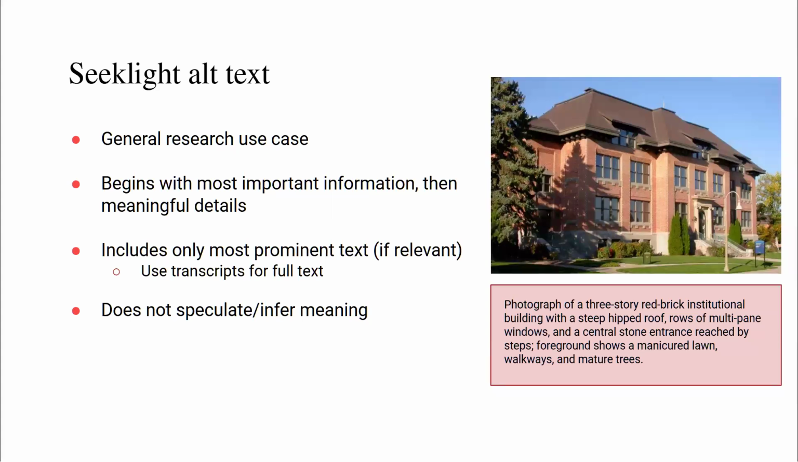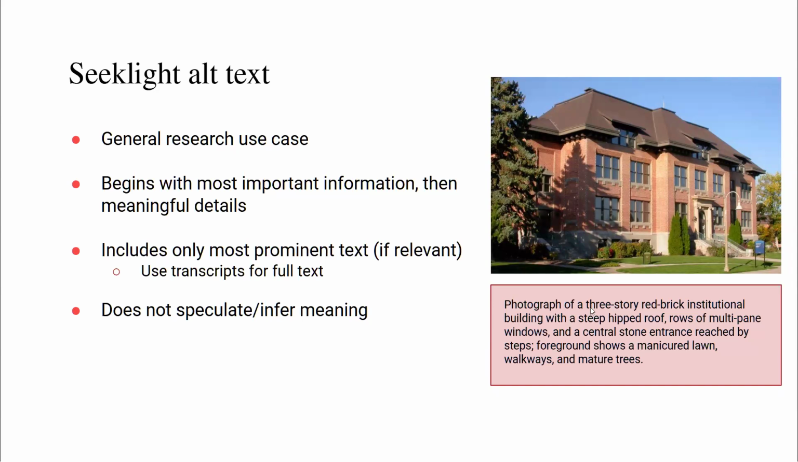The alt text that Seeklight provides is designed for a general research use case, which is appropriate for publishing to JSTOR or another online display platform. Seeklight will begin with the most important information that it identifies in the image, the main subject and action, and then add meaningful details that support the important information. And you can see how it did this with this particular image.